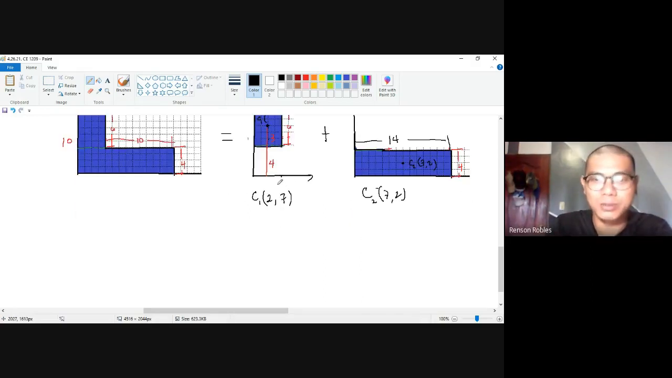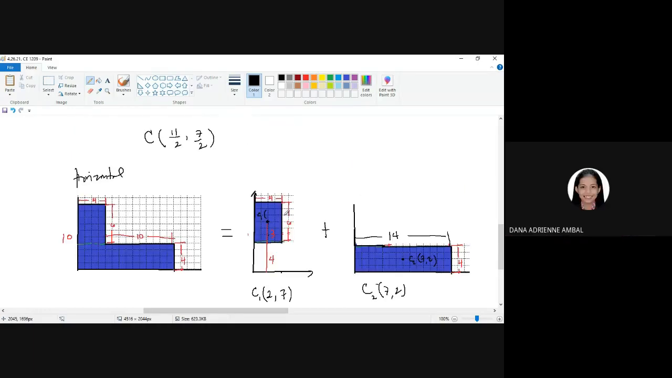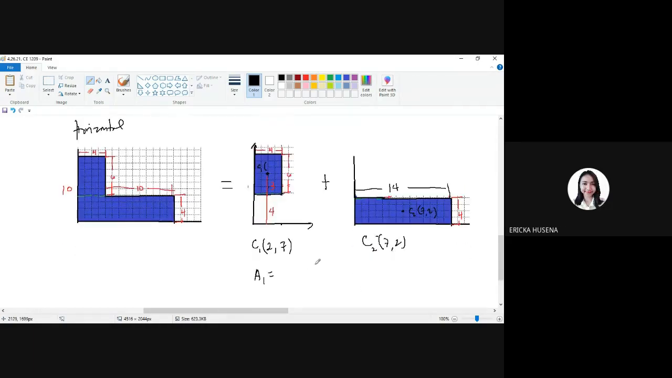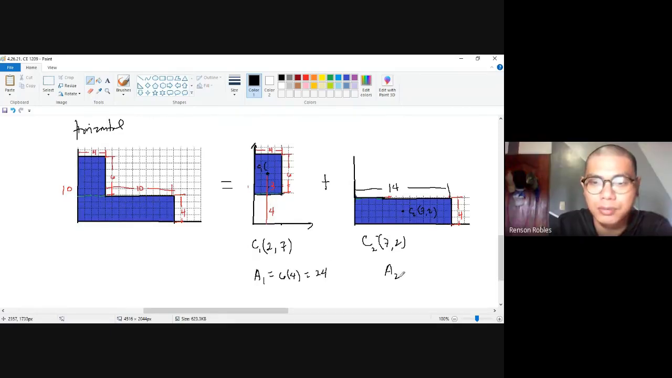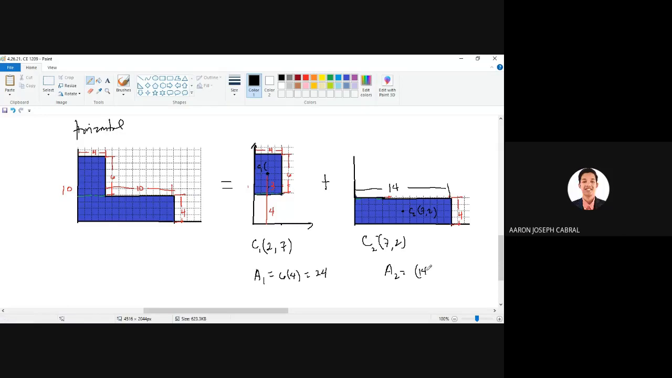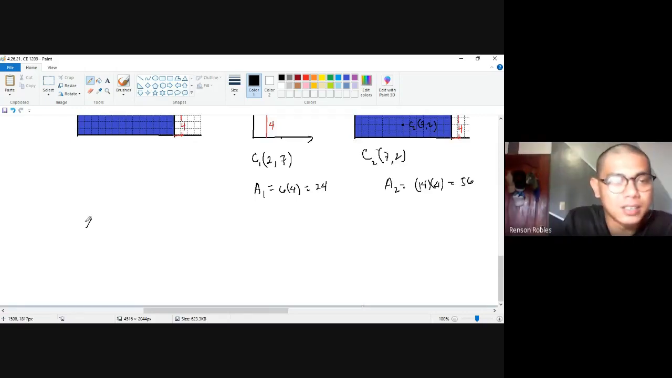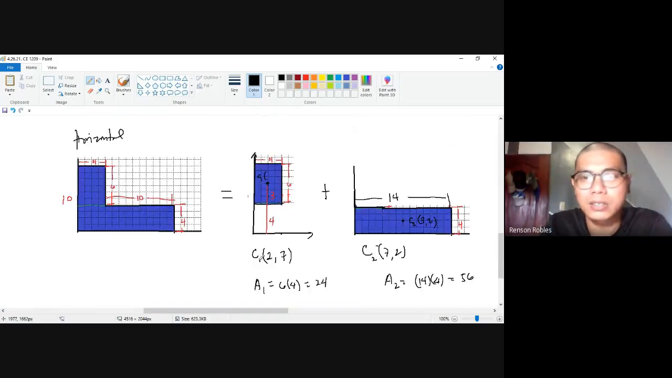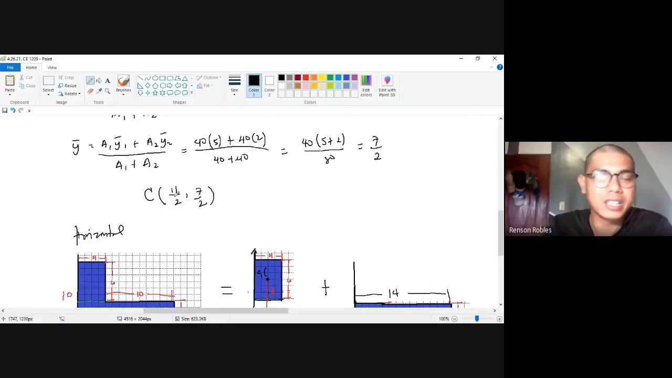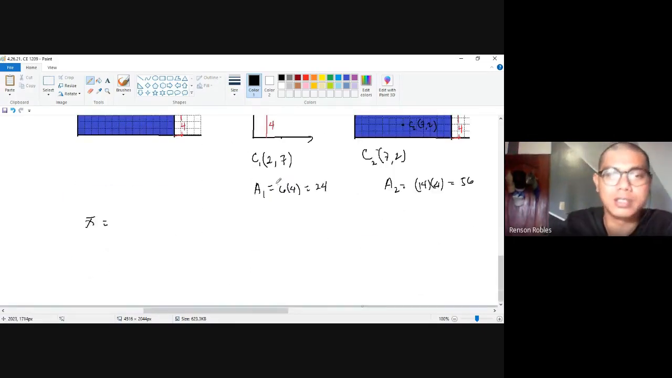Then, bar X. We solve for the area. A1. 24 po. And then A2. 56 po. Yan, mas maganda to, kasi hindi siya equal. Then, we compute for bar X. Dapat siya ay parehas, so ang ating centroid here is 11 over 2, 7 over 2. So, dapat ganun din dito.